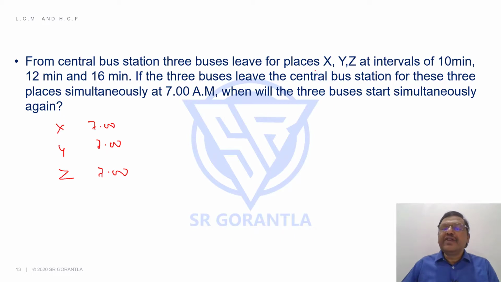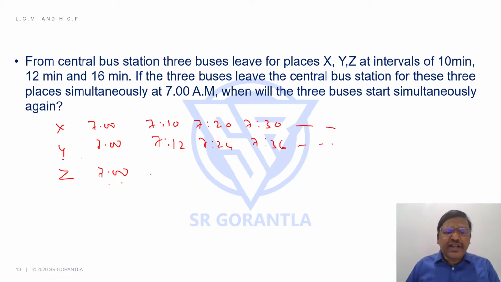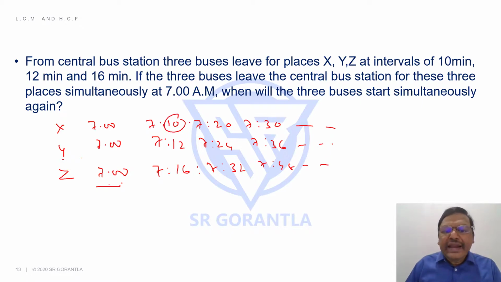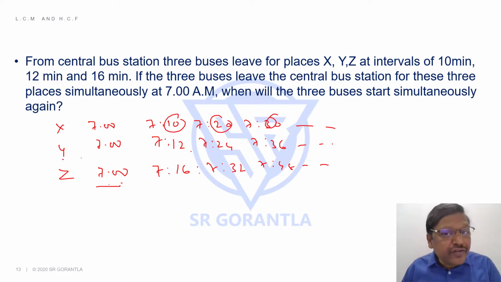When will the next bus to X leave? Every 10 minutes means it will leave at 7:10, next 7:20, 7:30 and so on. The bus for Y leaves every 12 minutes, so 7:12, 7:24, 7:36 and so on. The bus to Z leaves every 16 minutes, so 7:16, 7:32, 7:48 and so on. Students, if you observe, 10, 20, 30, what are they? Multiples of 10. Here 12, 24, 36, multiples of 12, and multiples of 16.